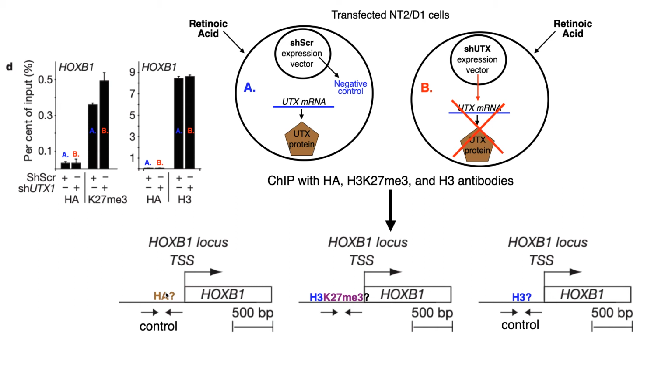That's our negative control. We shouldn't see any HA accumulating at the promoter region of HOXB1, and sure enough, regardless of whether we have cell type A or cell type B, we don't see any. And regardless of whether we have it in the negative control, with the scrambled, or the experimental with the UTX, doesn't matter. All right. Then we do another control.